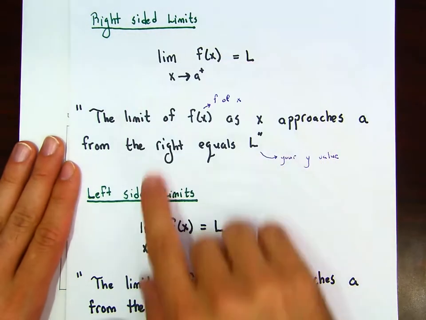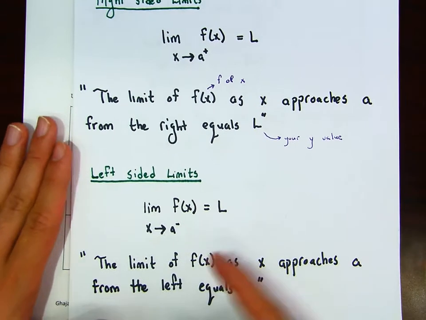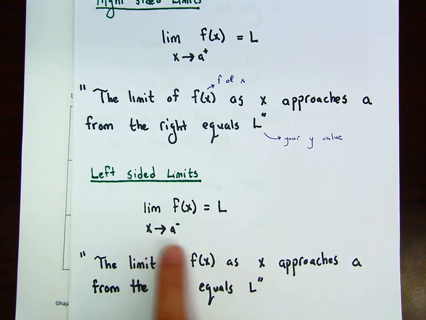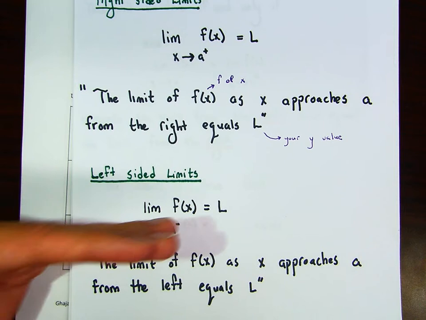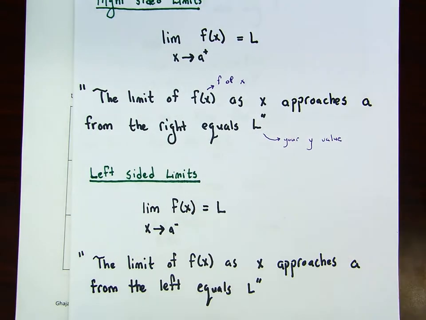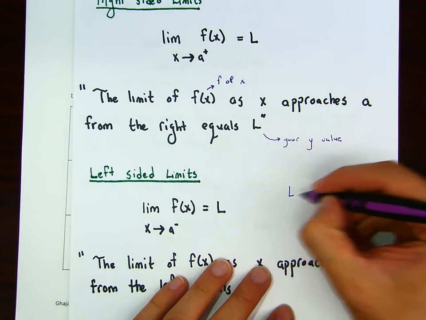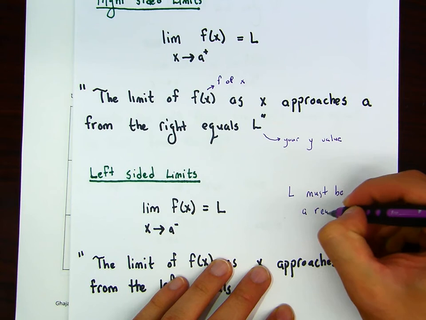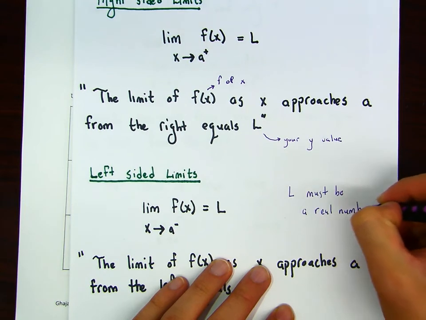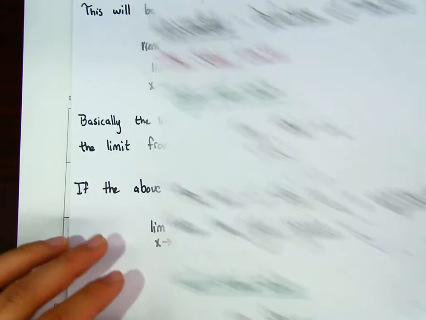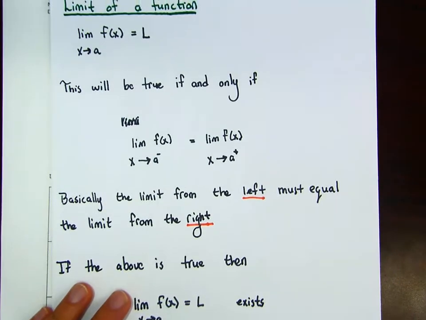Similarly, there's a right-sided and there's a left-sided. And how do you read this? You just say the limit of f of x as x approaches a from the left is equal to L, or to some y value, right? And notice one thing that I should write: L must be a real number. Okay? And that'll be very important very soon. Let's look at the next concept over here.